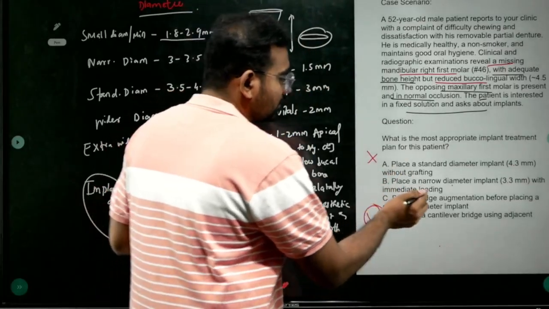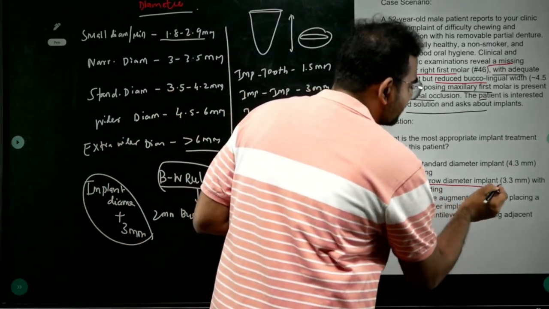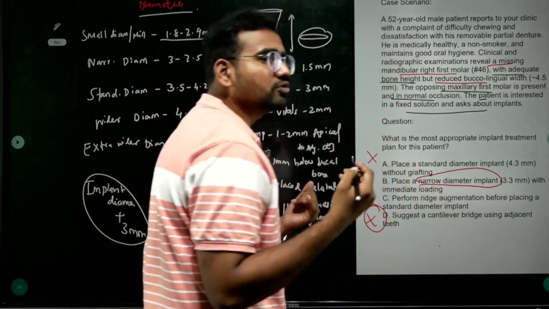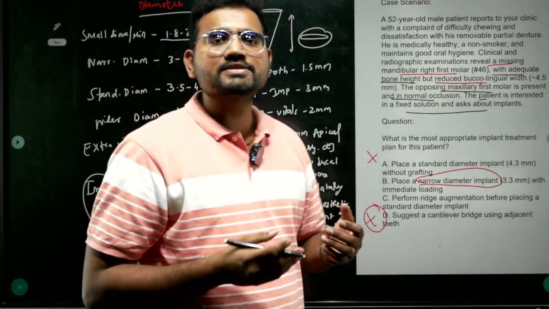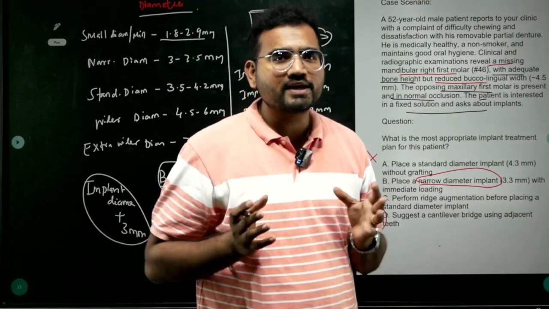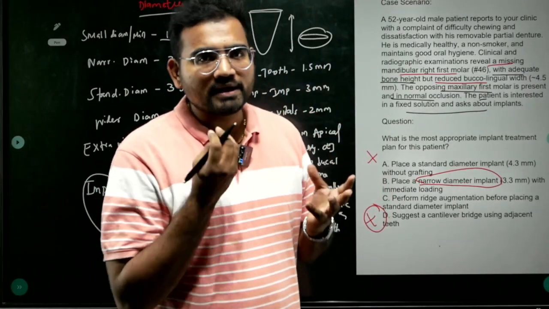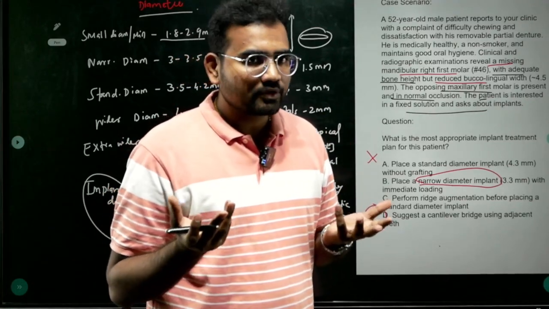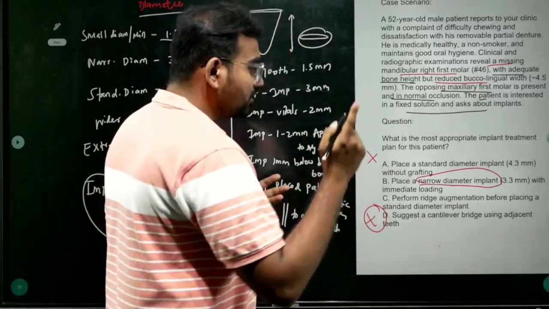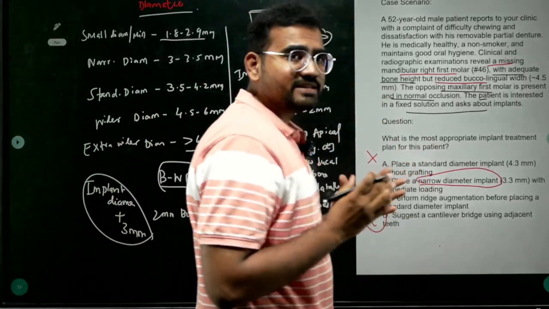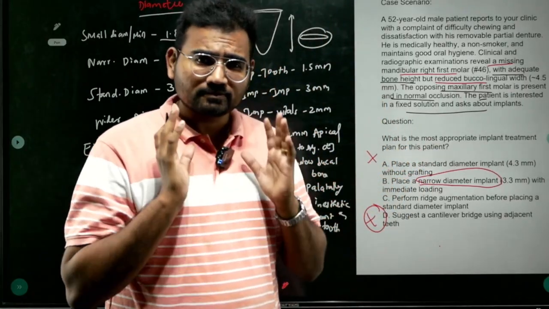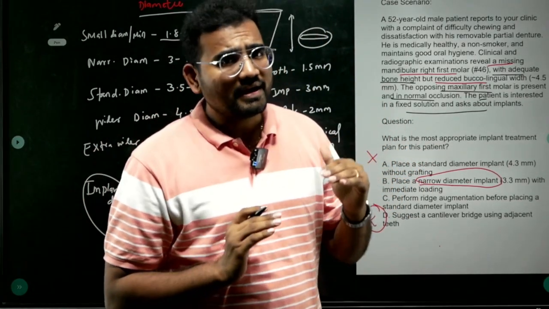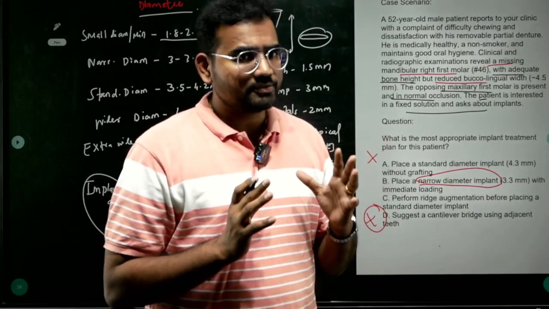Okay, next, place a narrow diameter implant. The first line itself, it gets ruled out. I'm not going to place a narrow diameter implant. Where am I going to place a narrow diameter implant? Probably in maxillary anteriors or in mandibular anteriors. Okay. Especially when you are placing an implant in posteriors, you always prefer wider implants according to mesh. Okay, why?